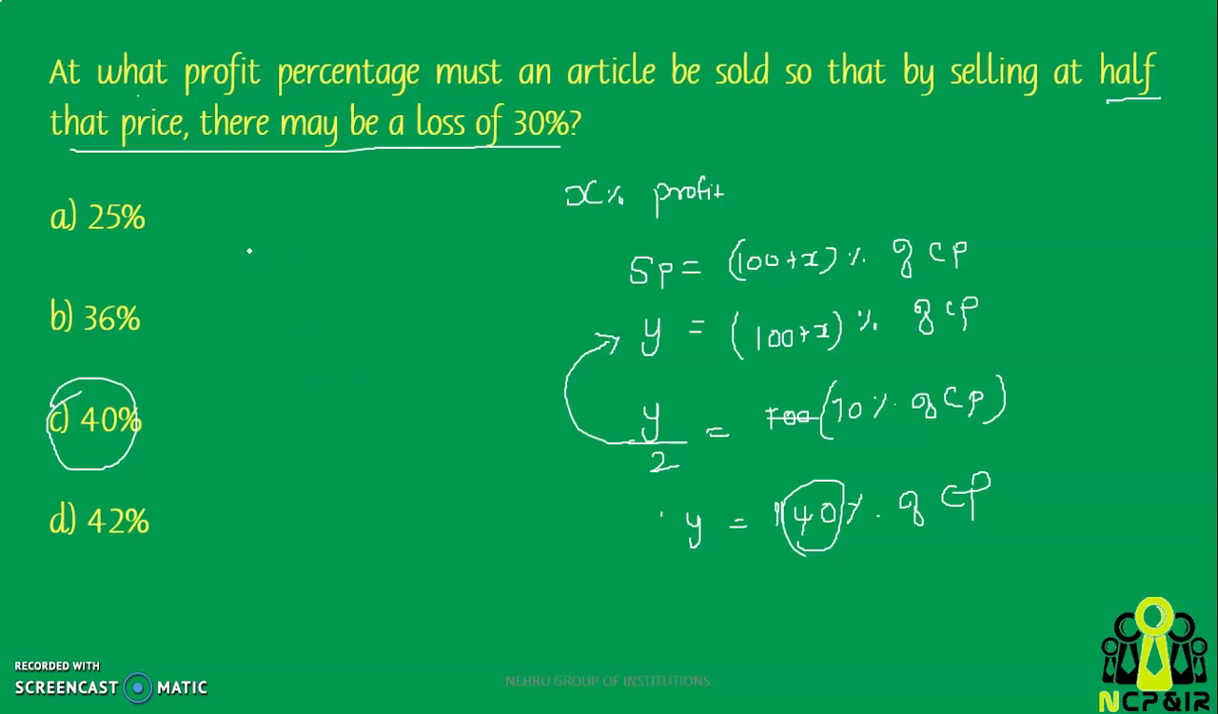So it is like, for example, if I buy a product at 100 rupees and I sell it for 140 rupees, that is a 40% profit. Now if I sell at half of this price, that will be 70. So if I sell this for 70 rupees, I'll get a 30% loss. So that is the meaning of this problem. Hope you have understood. If you have any doubts, again feel free to discuss with me.